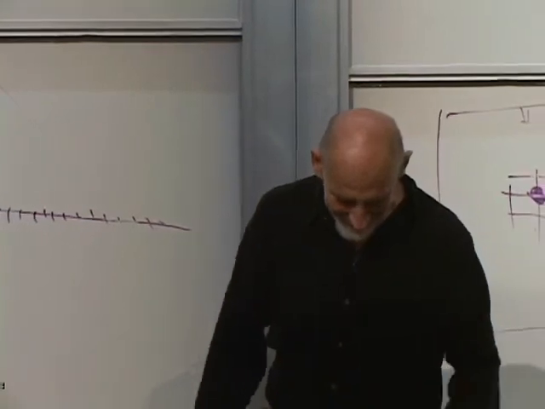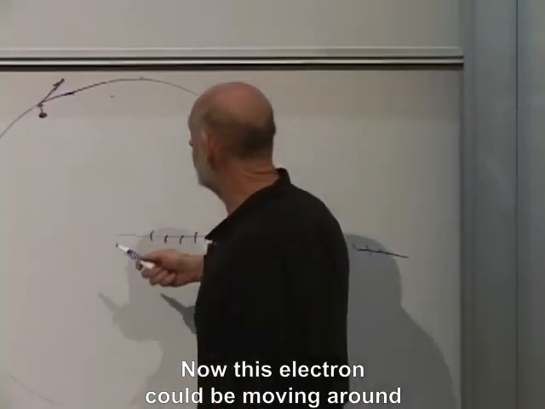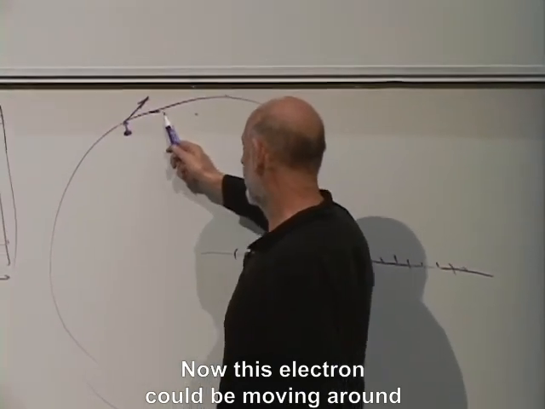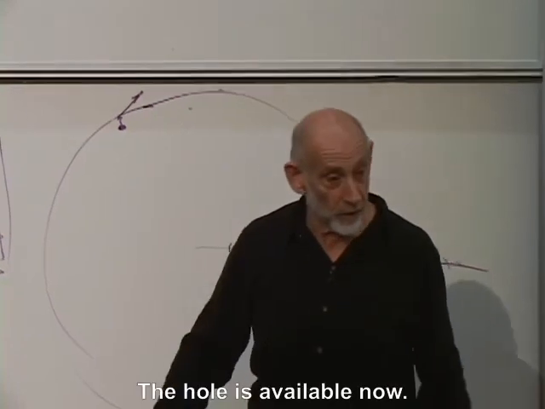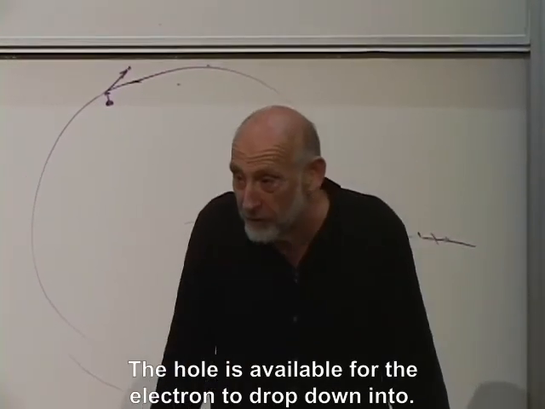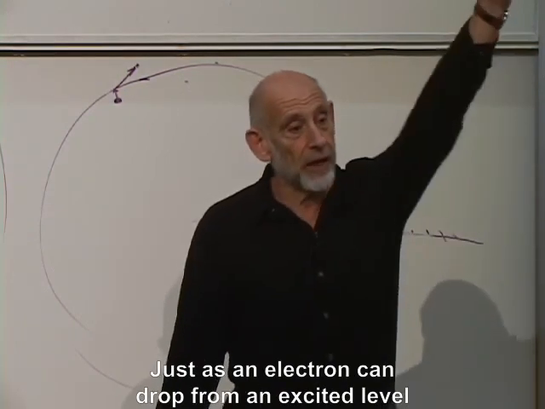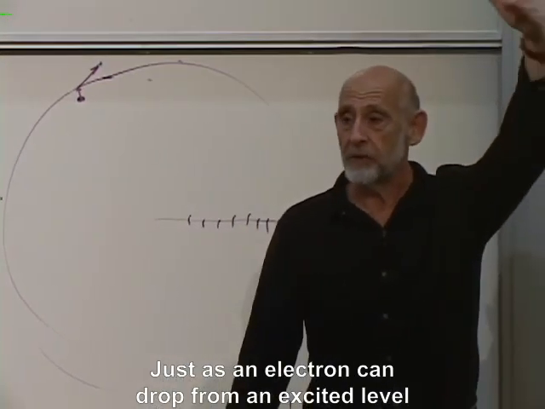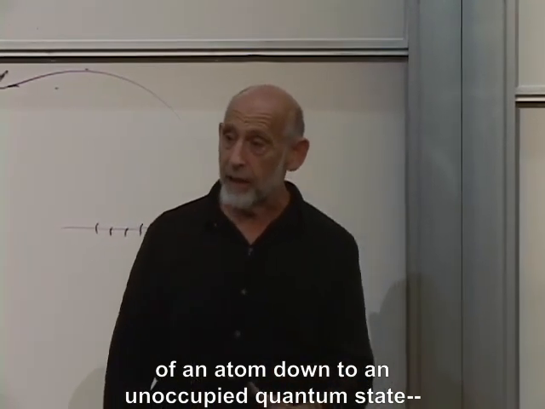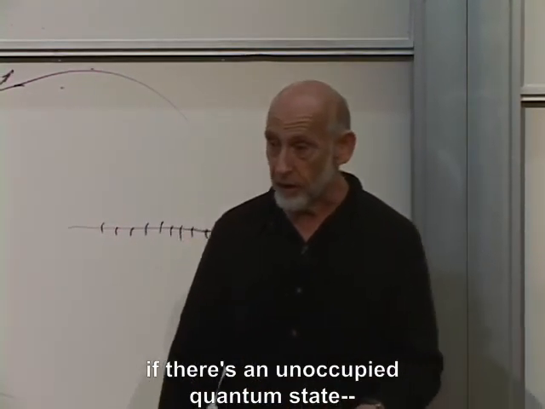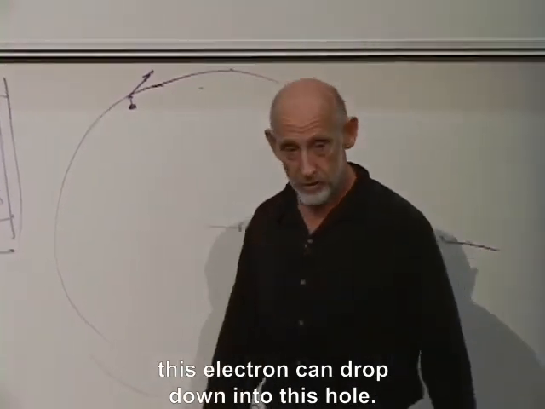Now, this electron could be moving around and then suddenly pop into that hole. The hole is available now for the electron to drop down into. Just as an electron can drop from an excited level of an atom down to an unoccupied quantum state, this electron can drop down into this hole.